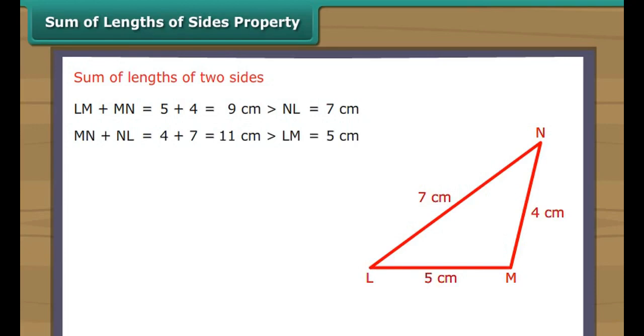MN plus NL is equal to 4 plus 7, which equals 11 cm, which is greater than LM, which is 5 cm. NL plus LM is equal to 7 plus 5, which equals 12 cm, which is greater than MN, which is 4 cm.